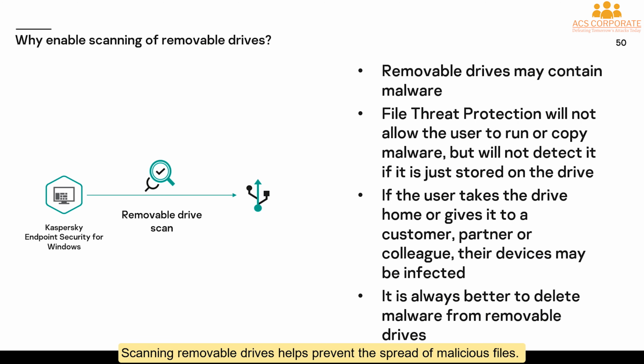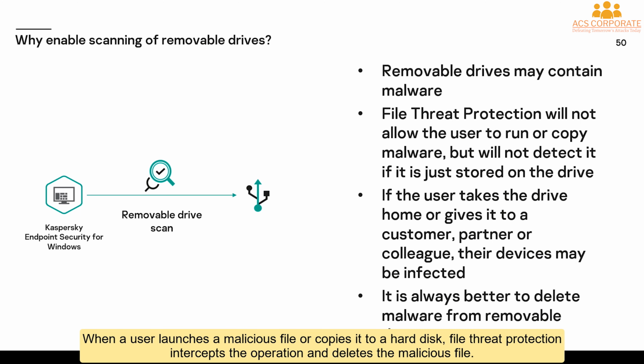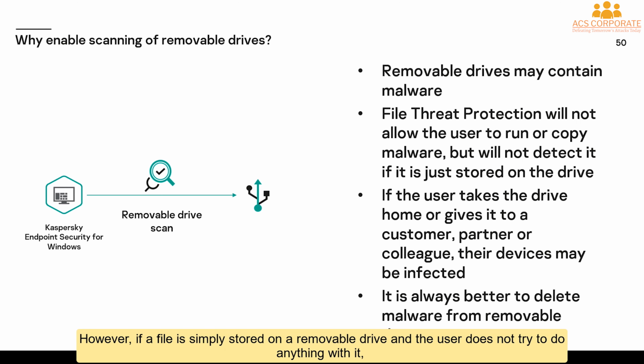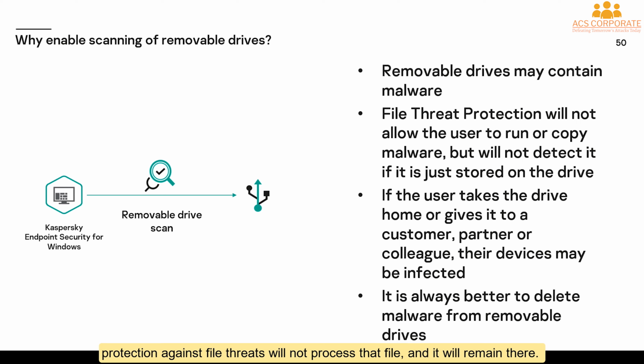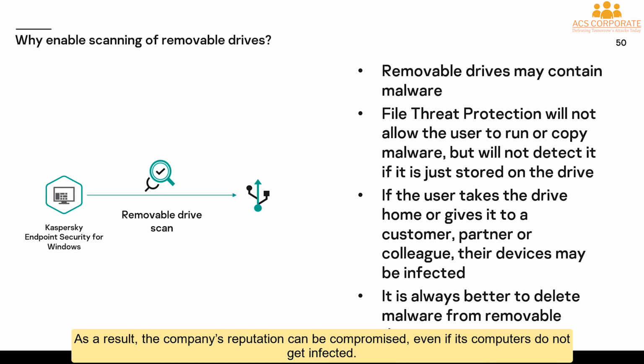Scanning removable drives helps prevent the spread of malicious files. When a user launches a malicious file or copies it to a hard disk, File Threat Protection intercepts the operation and deletes the malicious file. However, if a file is simply stored on a removable drive and the user does not try to do anything with it, protection against file threats will not process that file, and it will remain there. If the user passes the drive to a customer or partner, they can infect their computers. As a result, the company's reputation can be compromised, even if its computers do not get infected.